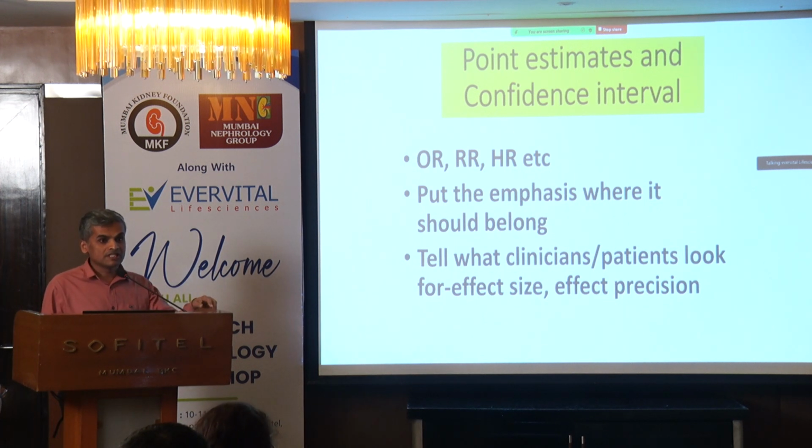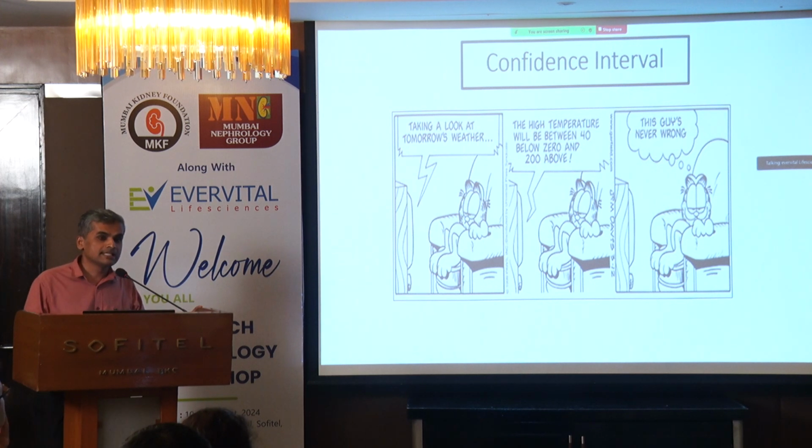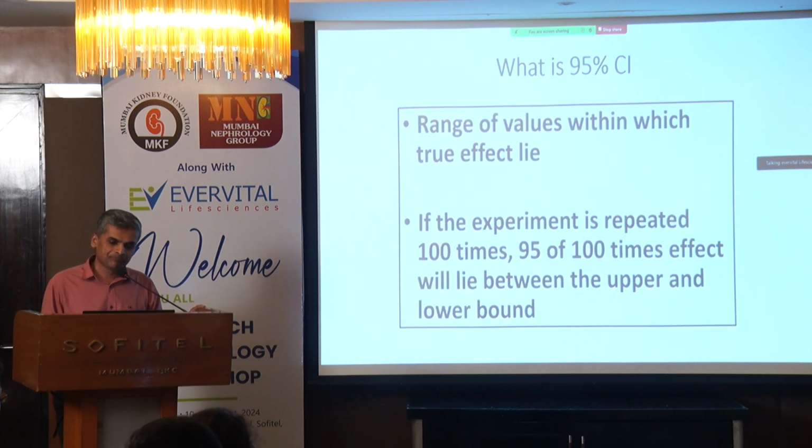Also, confidence interval will tell you how precisely this effect is estimated. Now this is a cartoon about confidence interval. Temperature tomorrow can be as low as 40, as high as 200. So this guy is never wrong. So confidence interval can sometimes be very wide, but the wider the confidence interval, the more imprecise is the estimation of the effect.